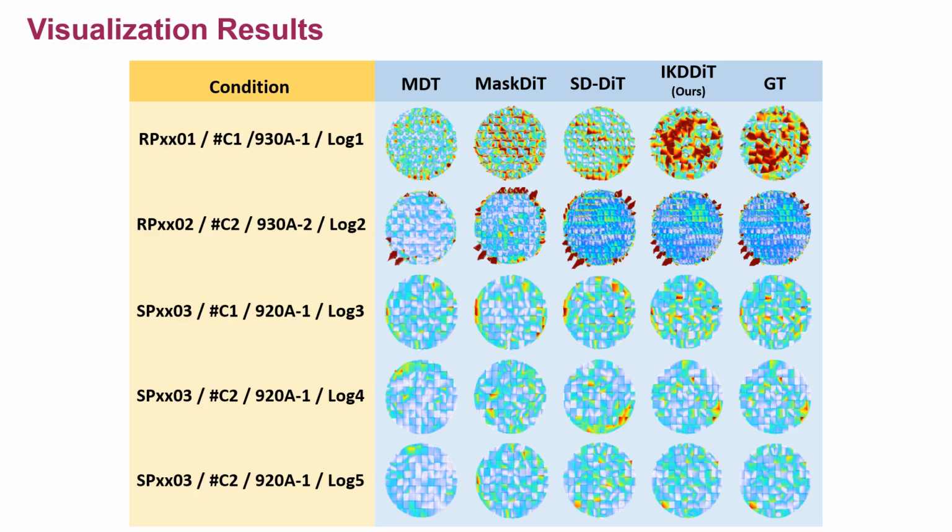Here we show the visualization results under different conditions. Compared with MDT, MaskDiT, and SD-DiT, our proposed IKDDiT produces overlay maps that are visually much closer to the ground truth. You can see that the other methods either lose fine details or generate noticeable artifacts, while IKDDiT preserves both structure and consistency. This demonstrates the advantage of our implicit knowledge distillation design.